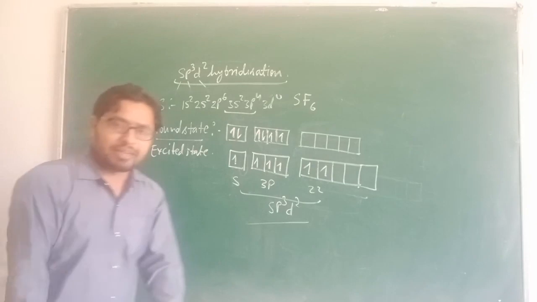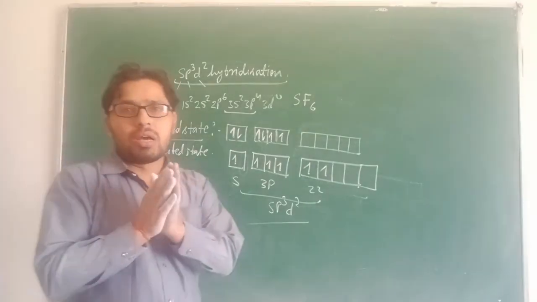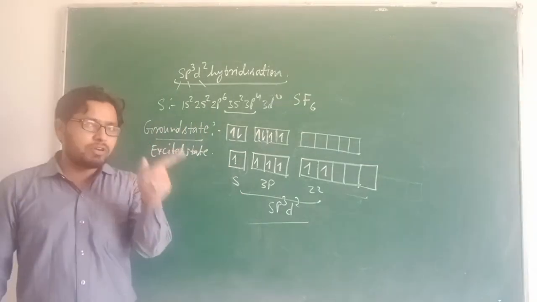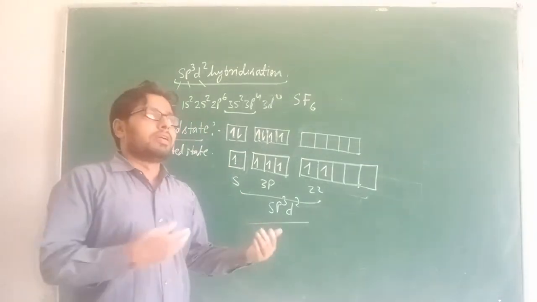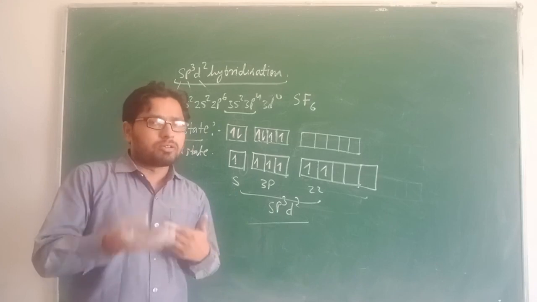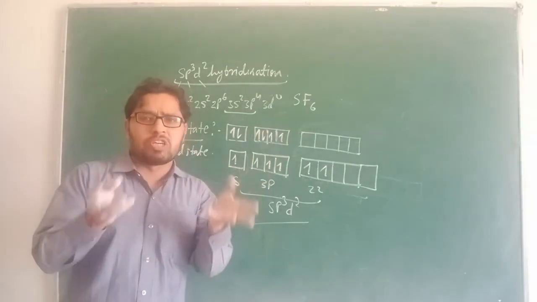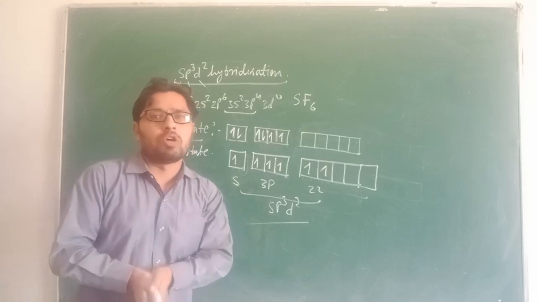This is the criteria to find out the hybridization. I hope you have understood the hybridization topic. Now in my next video, I will come with the next topic, to find out the hybridization of cations and anions. The formula changes a little bit. I will discuss that in my next topic.